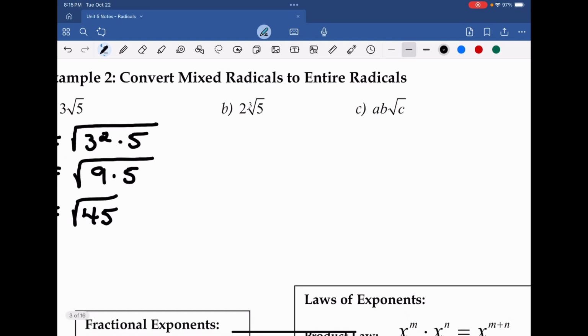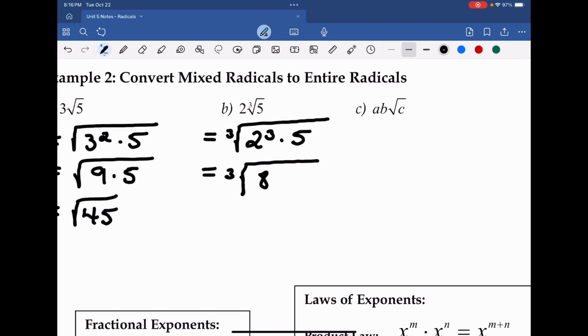Okay, we go to B. B, instead of it being a square root, it's a cube root. So I'm going to make sure I write the cube for the index, and then I'm going to put my radical symbol. I'm going to raise 2 to the power of 3 instead of 2 to the power of 2. This is going to give me the cube root of 2 cubed, in your calculator or even mentally, is 8. 8 times 5, this is going to give us that the cube root of 8 times 5 is cube root of 40.